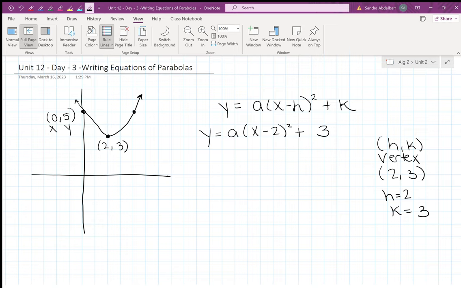All right, we're going to then solve for A. So here we're going to have 5 is equal to A times the quantity of 0 minus 2 squared plus 3.